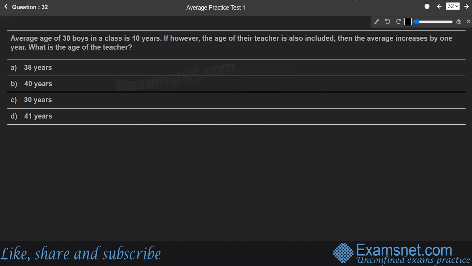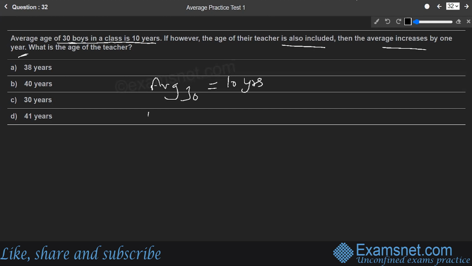Now, average age of 30 boys in a class is 10 years. If, however, the age of their teacher is also included, then the average increases by 1 year. What is the age of the teacher? Clearly we can do this by the same method, in which we assume the teacher's age to be X. Then we can depict the increment in the average as per the inclusion of the age of the teacher. First of all, what he has said: average age of 30 boys in a class is 10 years.